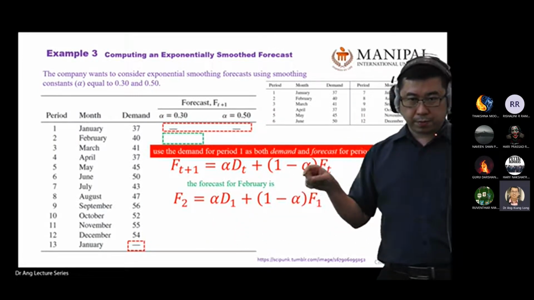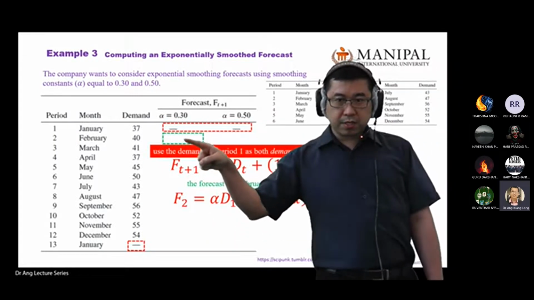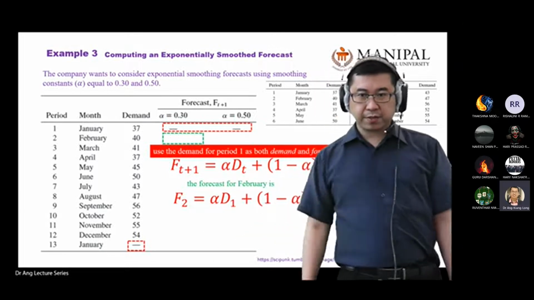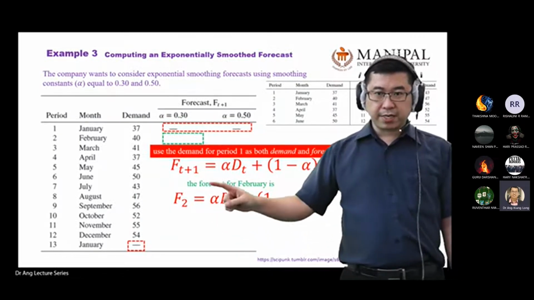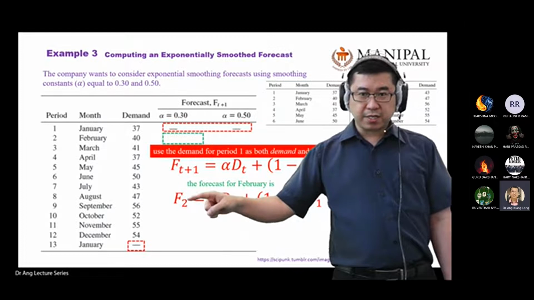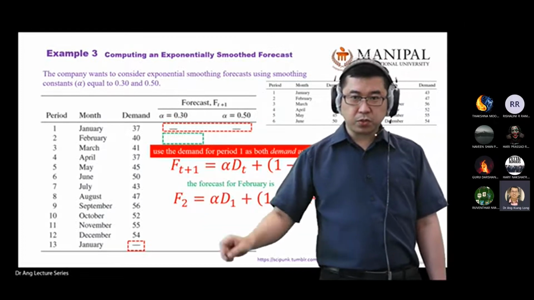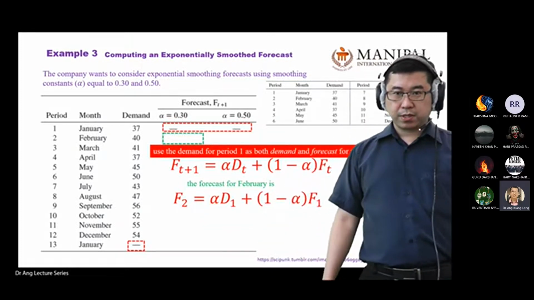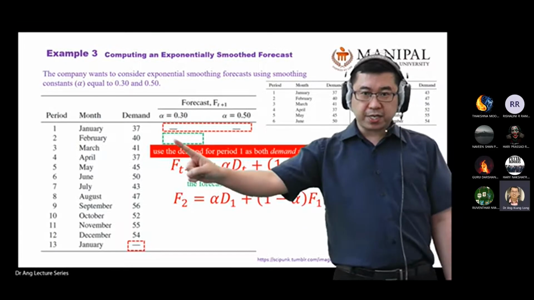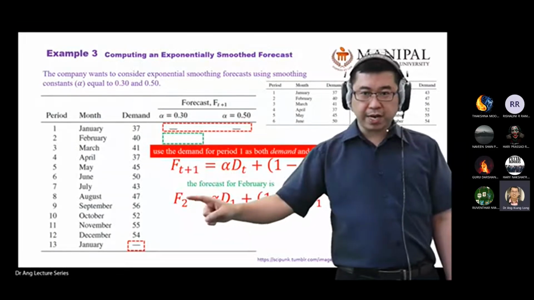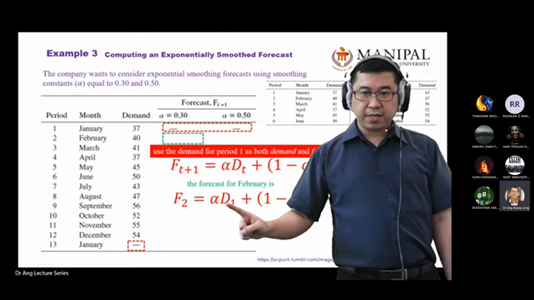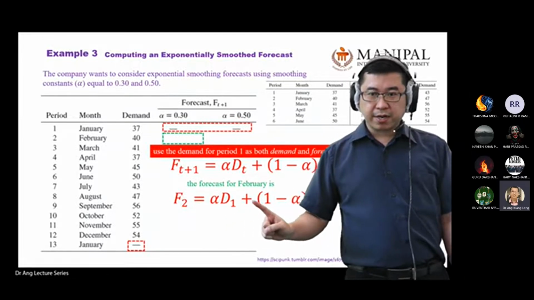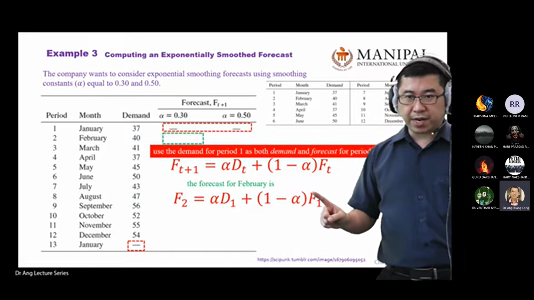So this space here is forecast number 2. This number is F2. So I write F2 equal to alpha D1 plus 1 minus alpha F1.